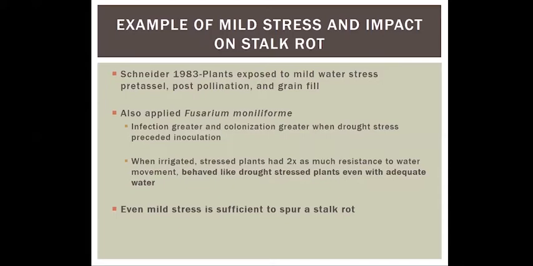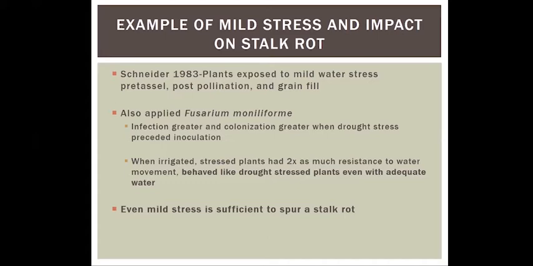And what they found in this particular study is that the infection, or the amount of colonization and stalk rot issues, are greater when the drought stress precedes the inoculation, meaning that those plants are under stress and the carbohydrate budgets are already being limited. So that is promoting the inoculation or the colonization of the tissues by this particular fungus.